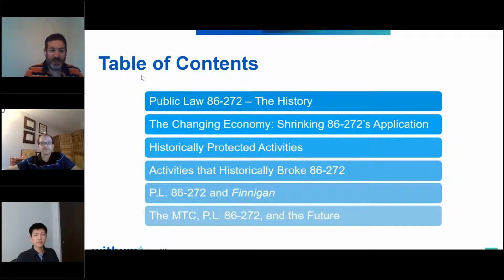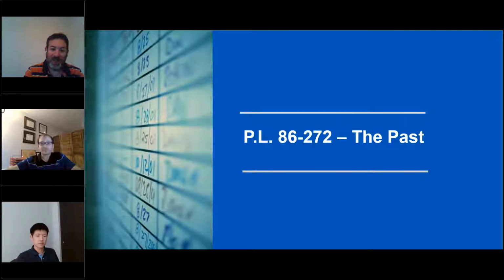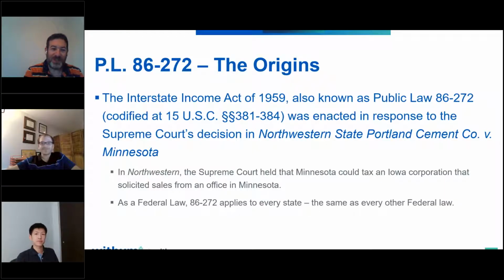All right, so let's get into the history. Being a history major back in college, this is something near and dear to my heart, because in order to know where you're going, you need to know where you've been. So again, as Jason previously alluded to, we have the Interstate Income Tax Act of 1959, known colloquially as Public Law 86272, codified at 15 U.S.C. 381 to 384. It was enacted to legislatively overturn the Supreme Court's decision in Northwestern State Portland Cement.